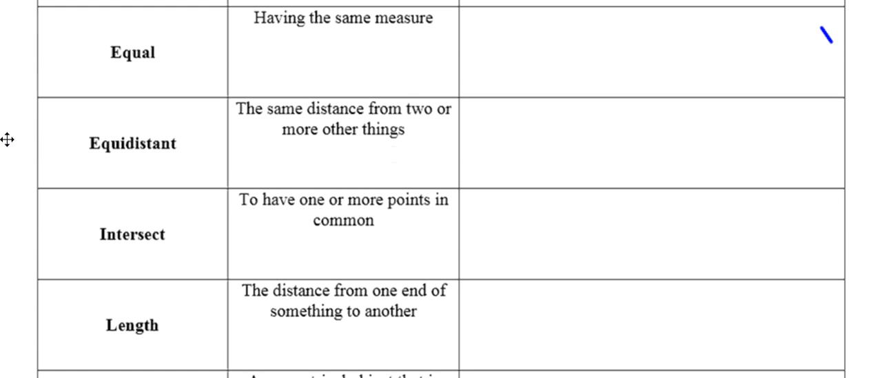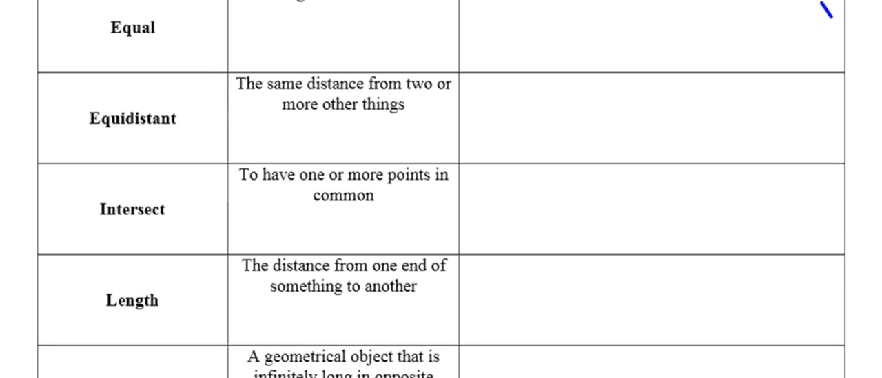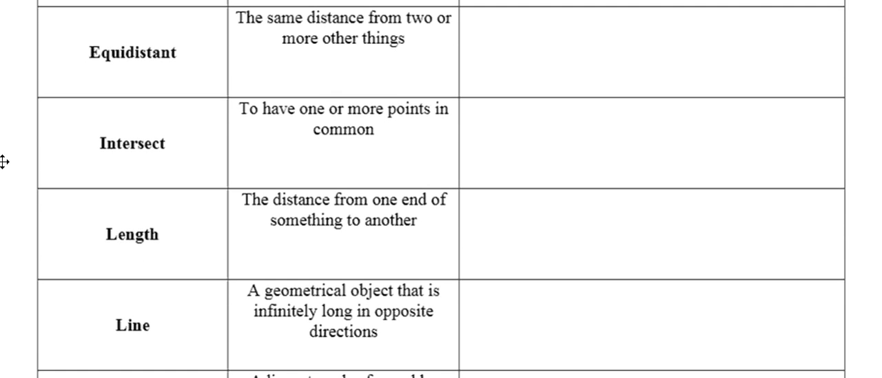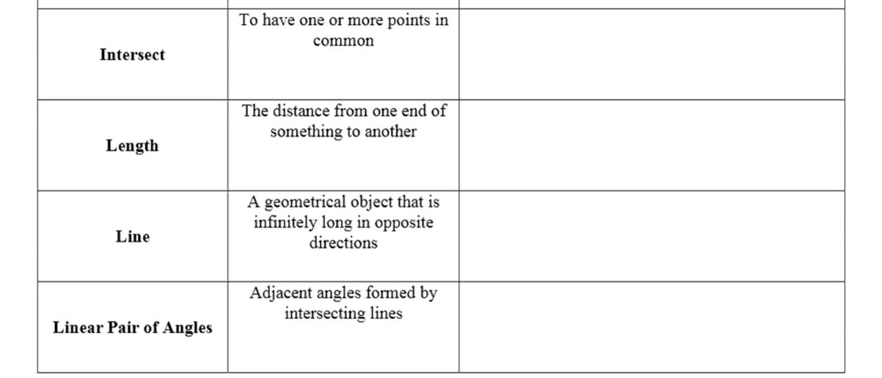Equal means having the same measure. We can talk about equality with respect to the length of line segments, angle measure, but anybody who has the same measure is equal. Equidistant means the same distance from 2 or more other objects, usually but not always points. To intersect means to have 1 or more points in common.